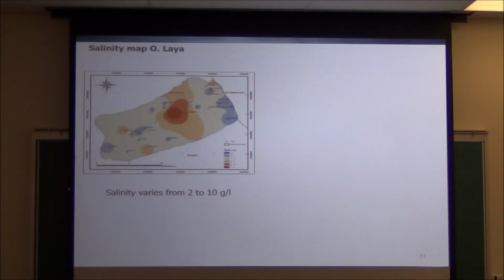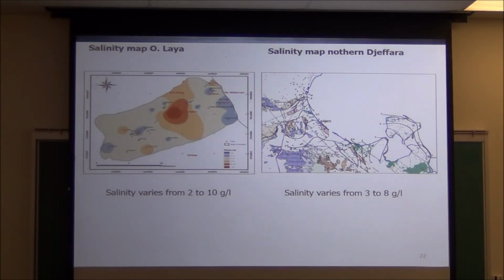For the Wedleya aquifer or Sus aquifer, we have salinity varying from 2 to 10 grams per liter, and in the Jafara aquifer we have salinity from 3 to 8 grams per liter.